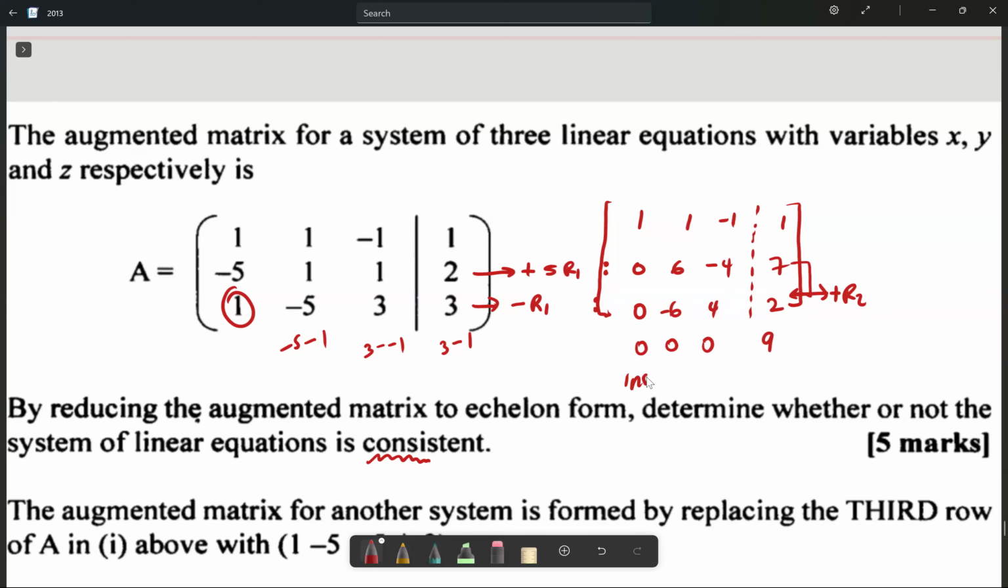It is inconsistent. Why? Because we're saying that 0 times x plus 0 times y plus 0 times z is somehow equal to 9. This is what this row is saying, which makes no sense. So it's inconsistent. It has no solution. Cool? Any confusion with that question?